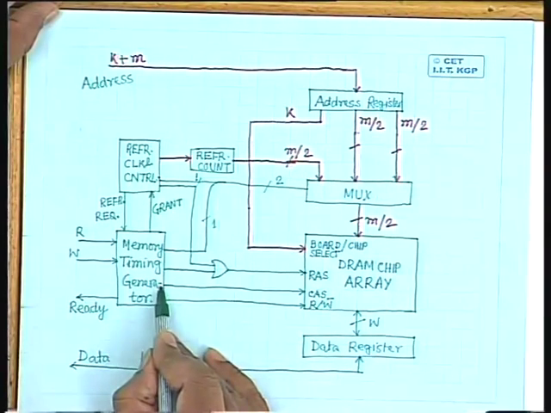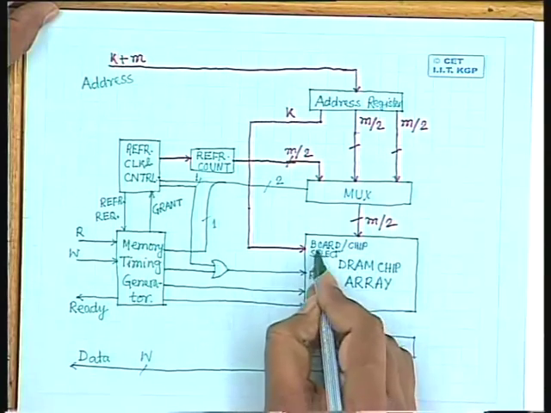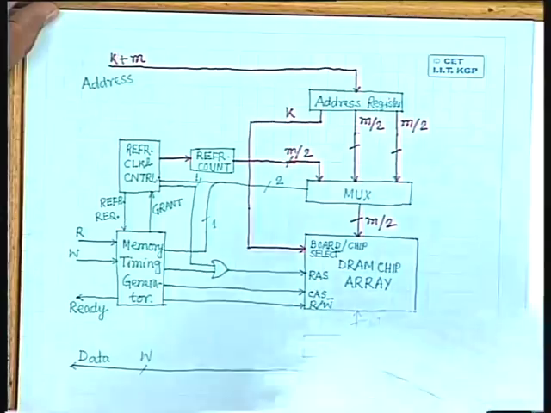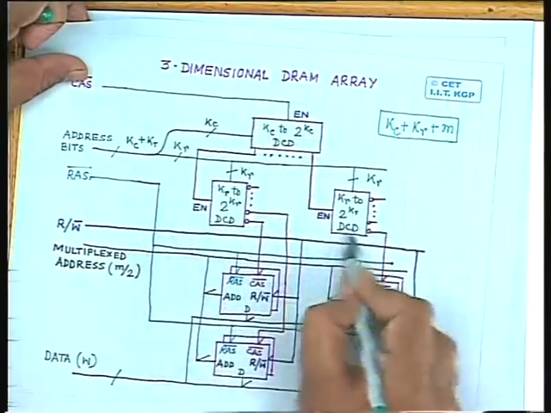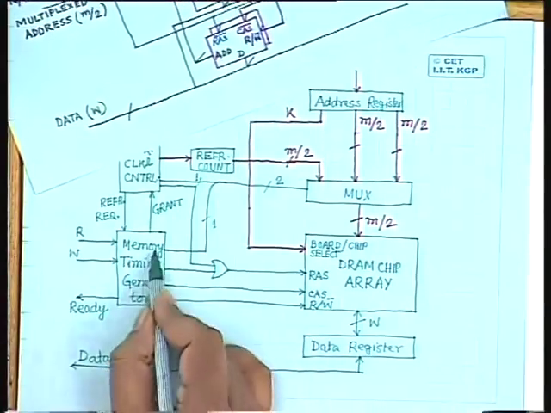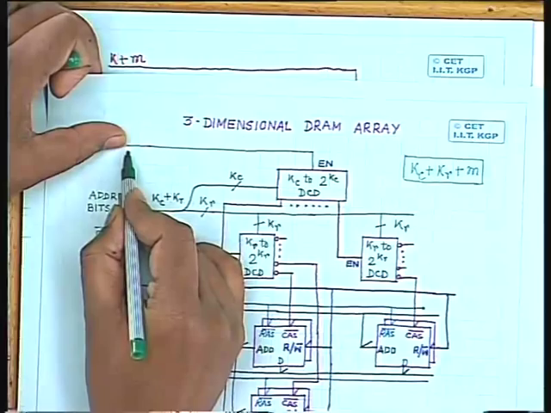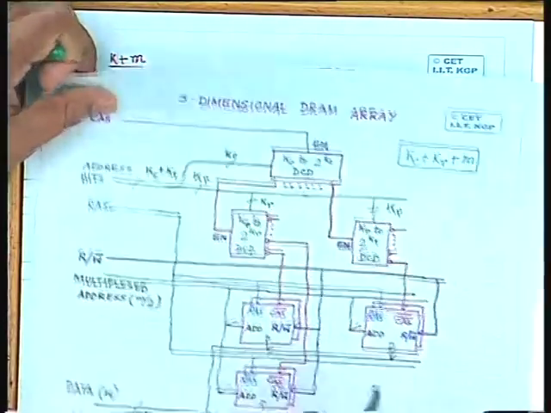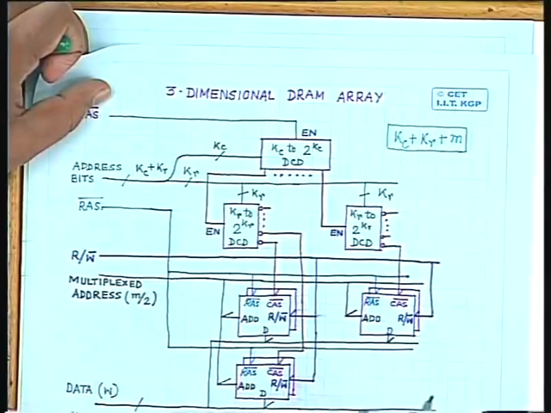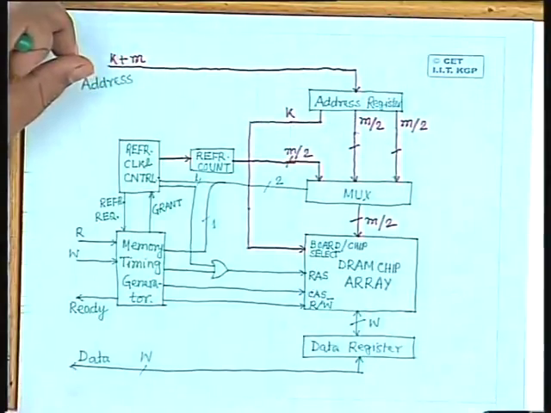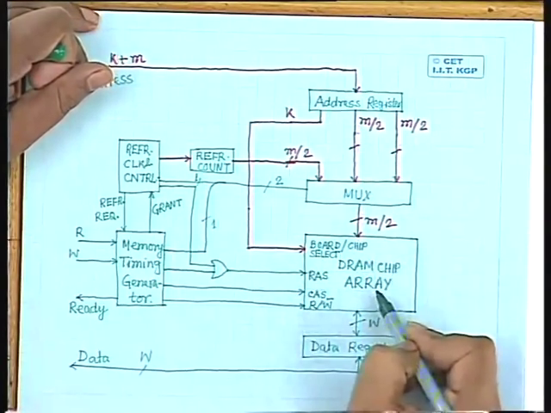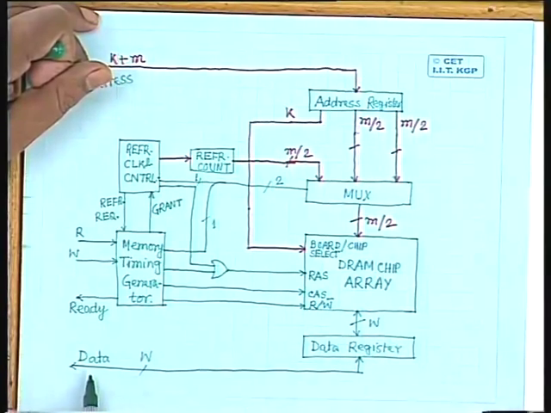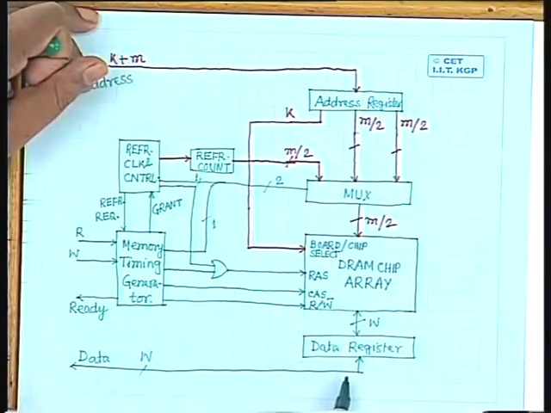When I say this is generated by the memory timing generator, internally this signal will be combined with this. Because if you look at this architecture, you find that CAS actually comes from this unit. So this CAS signal, which is generated by the memory timing generator, is the CAS signal given here. But to the actual chip, the CAS signal comes from the column and row address decoders. Similarly, for a refresh operation, whenever refresh is to be done, the address is generated by the refresh counter, and through the multiplexer, it goes to the DRAM chip. And finally, from the data register, the CPU can read the data. Or for writing data into the DRAM chip, the CPU will write the data to the DRAM chip array through this data register.